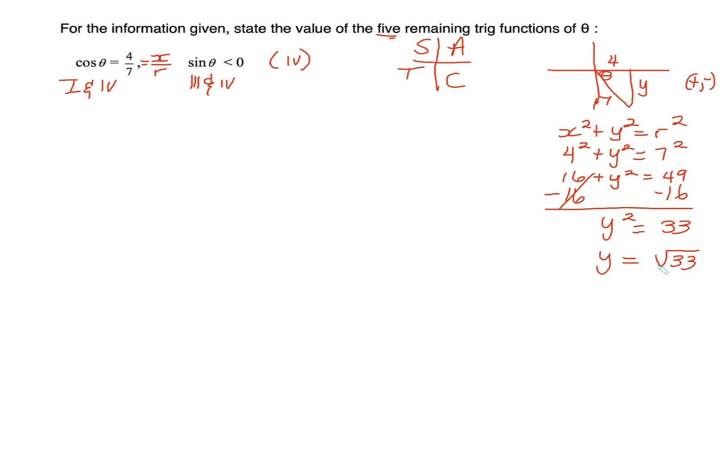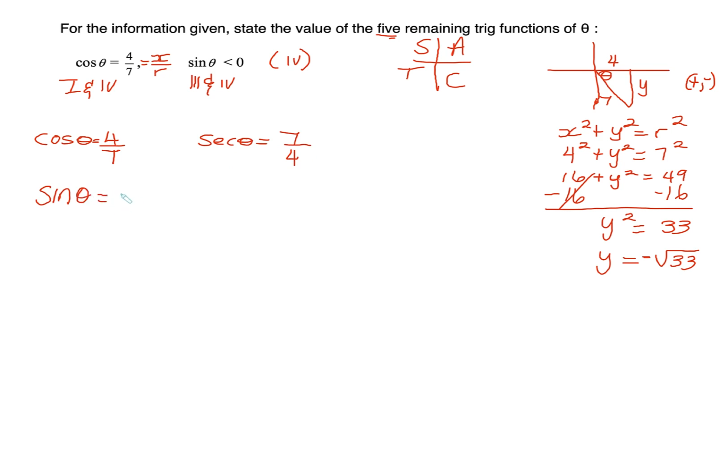Our y value is square root of 33. Therefore, this is going to be a negative value. We have our cosine, which is 4 over 7. Therefore, secant is going to be the reciprocal, 7 over 4. Okay, we have 1. Next, I'm going to go for sine theta.